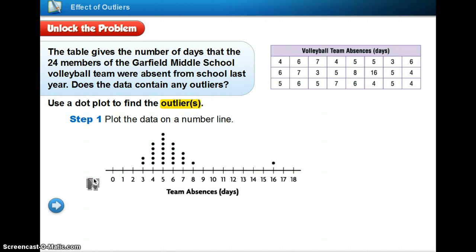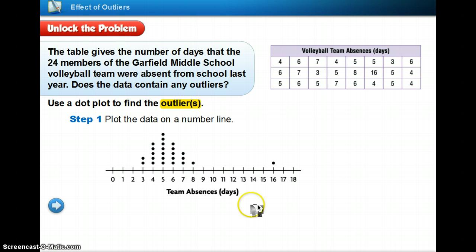That's an important definition. If we look at the problem here, it says the table gives the number of days that the 24 members of the Garfield Middle School volleyball team were absent from school last year. Does the data contain any outliers? Well, the first thing we want to do is set up a display, which is right here. We have a dot plot. And we take the data here, we put it on a dot plot.